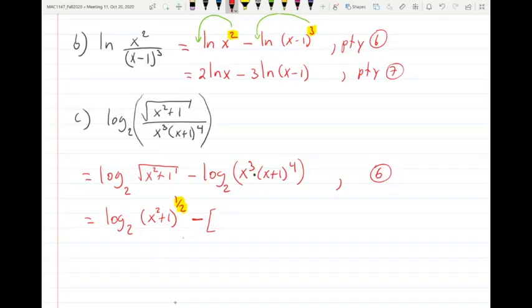Now, the point is that we have a minus, and because we're going to be writing this as a sum, that minus is going to affect the whole thing because the minus is affecting the logarithm, right? So you need to open a pair of parentheses and write your sum inside those parentheses. So this will be log base 2 of x cubed plus log base 2 of x plus 1 to the 4th. Okay?